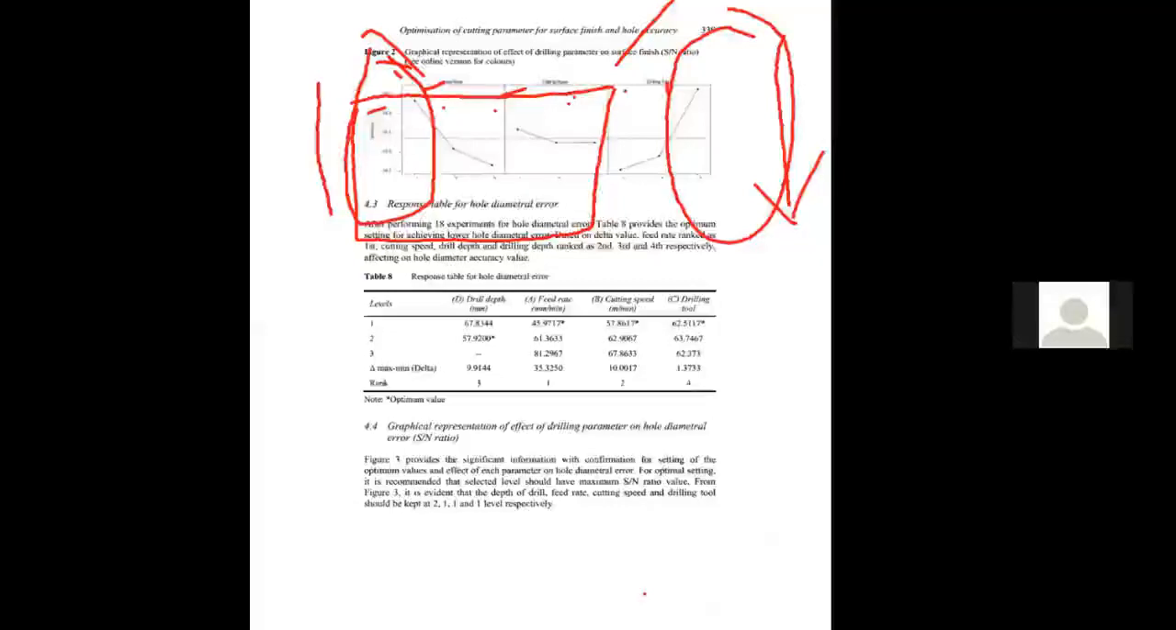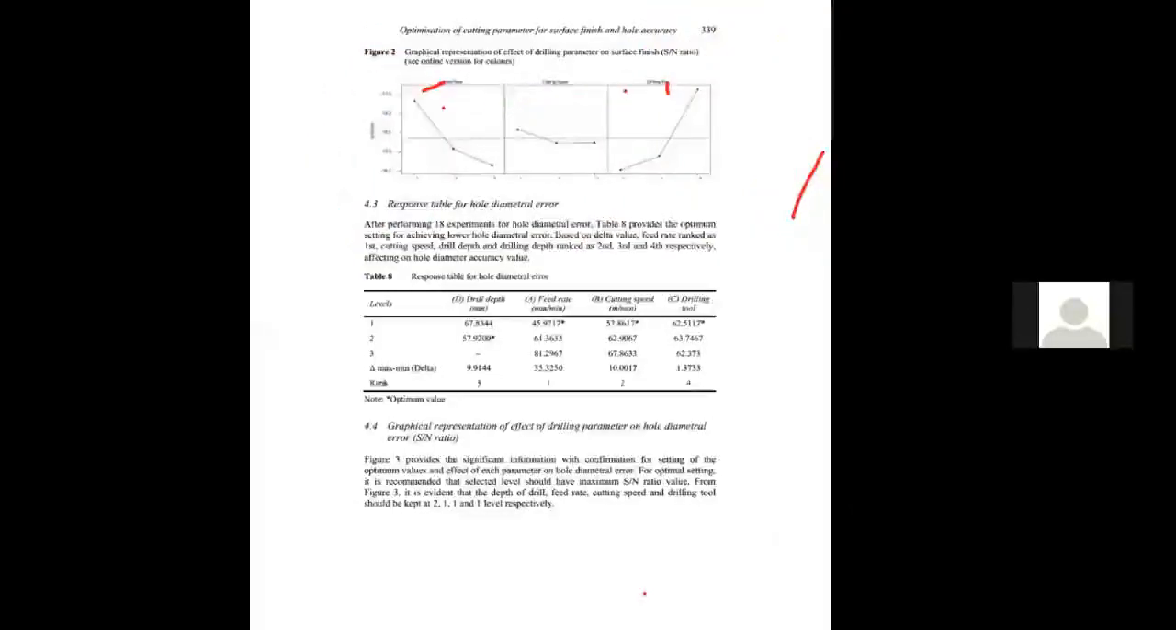Now after performing these experiments, mostly no one does the analysis manually. I will show how to perform it manually, but mostly we use Minitab software, by using which you will directly get such types of graphs. We call them main effect plots. Now here I have the main effect plot graphs.